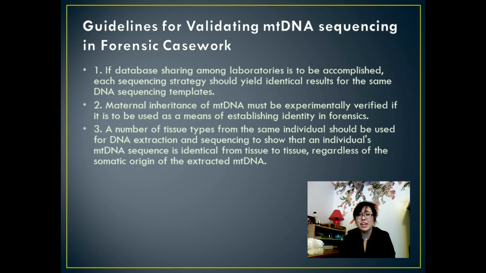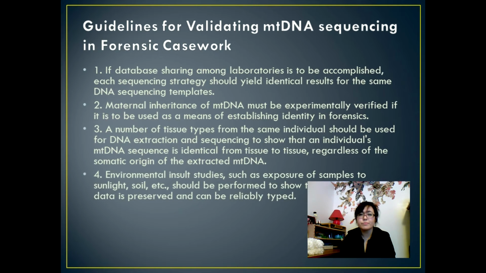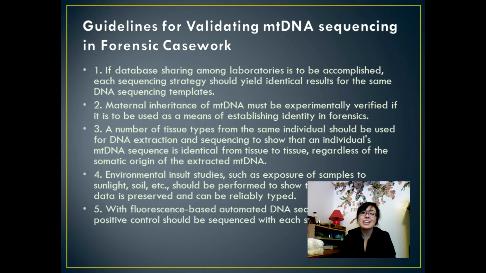A number of tissue types from the same individual should be used for DNA extraction and sequencing to show that an individual's mtDNA sequence is identical from tissue to tissue, regardless of the somatic origin of the extracted mtDNA. Environmental insult studies, such as exposure of samples to the sunlight, soil, and so forth, should be performed to show that mtDNA sequence data is preserved and can be reliably typed. And lastly, with fluorescence-based automated DNA sequencers, a known positive control should be sequenced with each sequencing run.